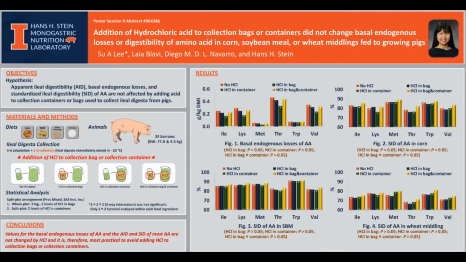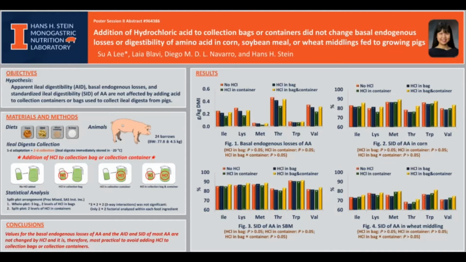from pigs. For this experiment, we utilized 3 different feed ingredients including corn, soybean meal, and wheat middlings. 3 diets contained each feed ingredient as the source of amino acids, and an N-free diet was used to determine the basal endogenous losses of amino acids.